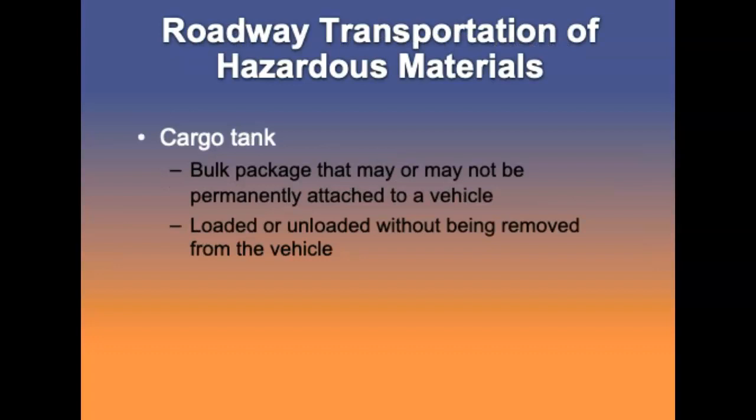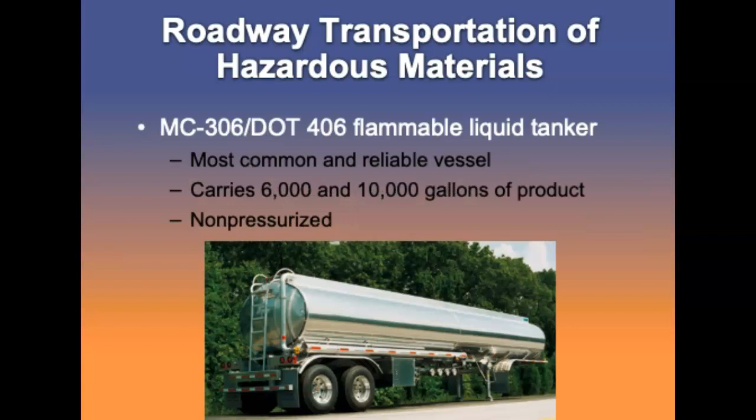So, roadway transportation of hazmat or hazardous materials. The most common transportation of hazardous materials is over land. A cargo tank is a bulk package that may or may not be permanently attached to a motor vehicle. Okay, so this DOT 406 flammable liquid tanker is the most common and reliable transportation vehicle. It transports liquid food grade products, gasoline, or flammable and combustible liquids. Its oval-shaped tank is pulled by a diesel tractor. It can carry 6,000 to 10,000 gallons of product. It's non-pressurized, made of aluminum or steel, and has several safety features, including full rollover protection and remote emergency shutoff valves.